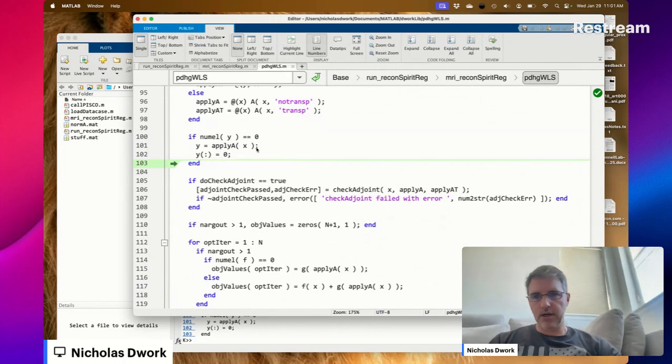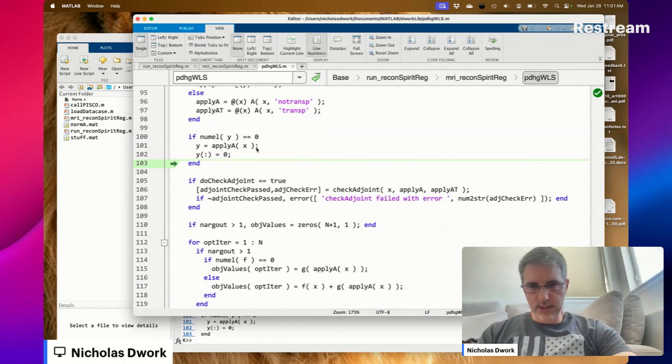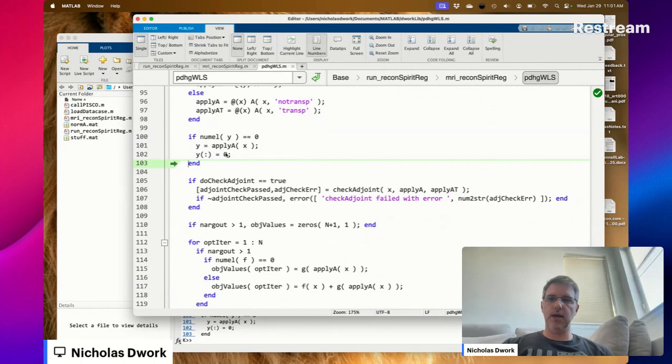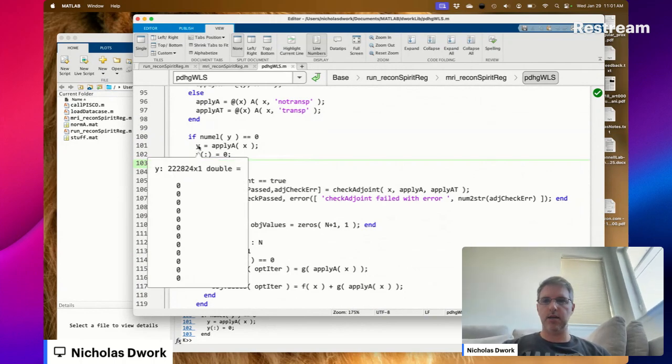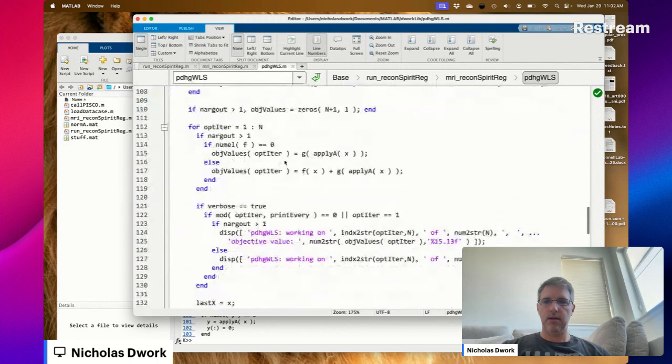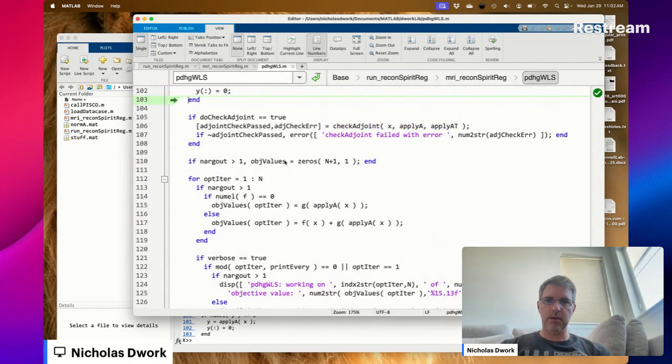We could put here that if x is zeros, we just skip over apply A. Oh no, because we need to know the size. That's what we want, is just to know the size of. Where's the first time that apply A gets called? There.